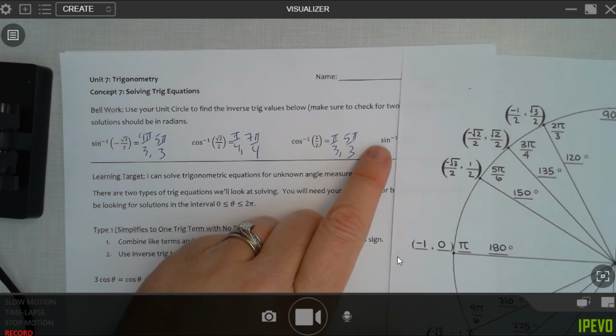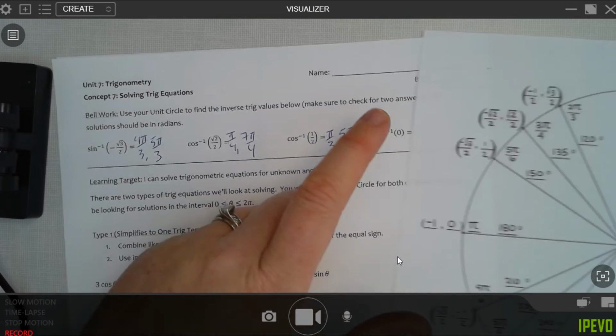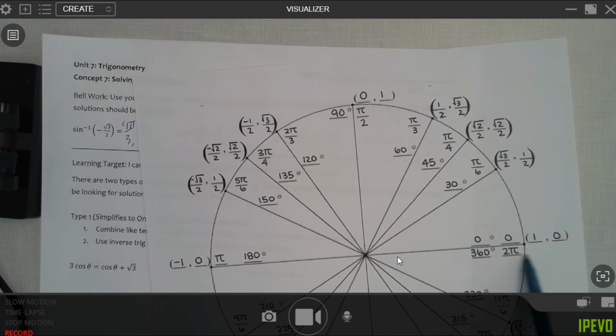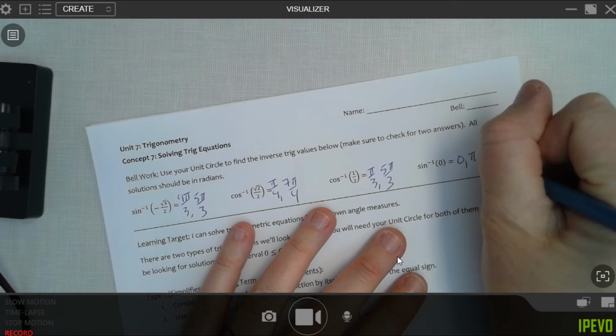Sine is your y value. So I need a y value of 0. So I have a y value of 0 right here at pi and at 0 or 2 pi. So we have 0, pi, and 2 pi.